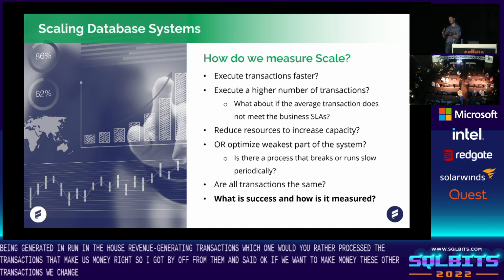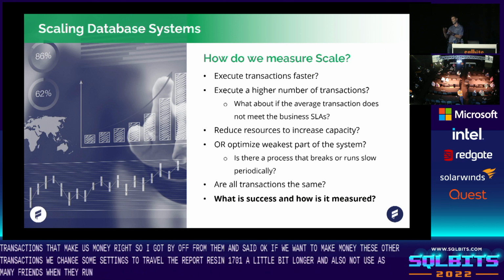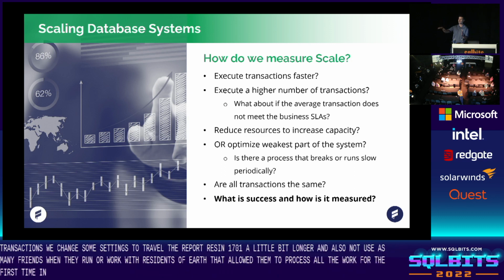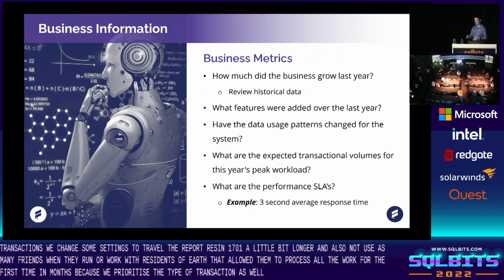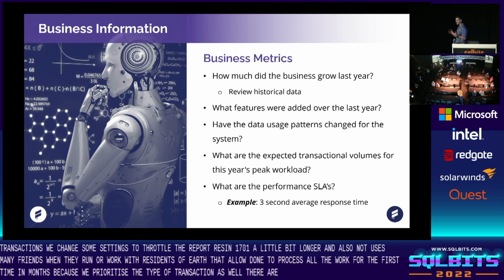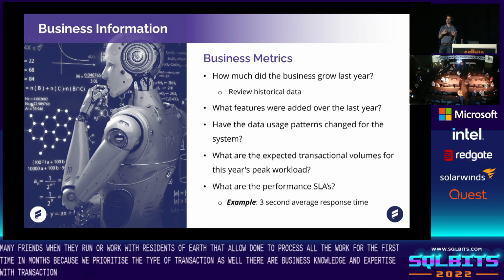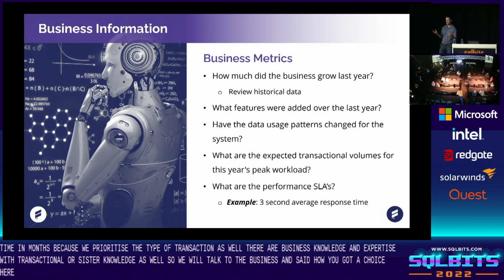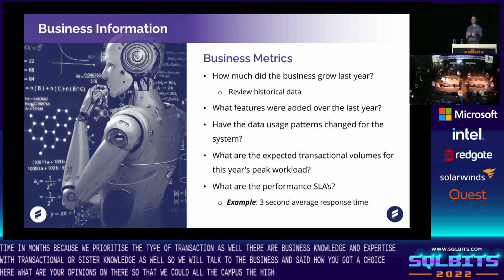And we changed some settings to throttle the reports. So I said, let's have reports run a little bit longer and also not use as many threads when they run, worker threads and so forth. That allowed them to process all their workload for the first time in months because we prioritized the type of transactions as well. There I was integrating some business knowledge and expertise with transactional or system knowledge as well. So we went and talked to the business and said, hey, you've got a choice here. What are your opinions on that so that we could all accomplish the highest priority goals?